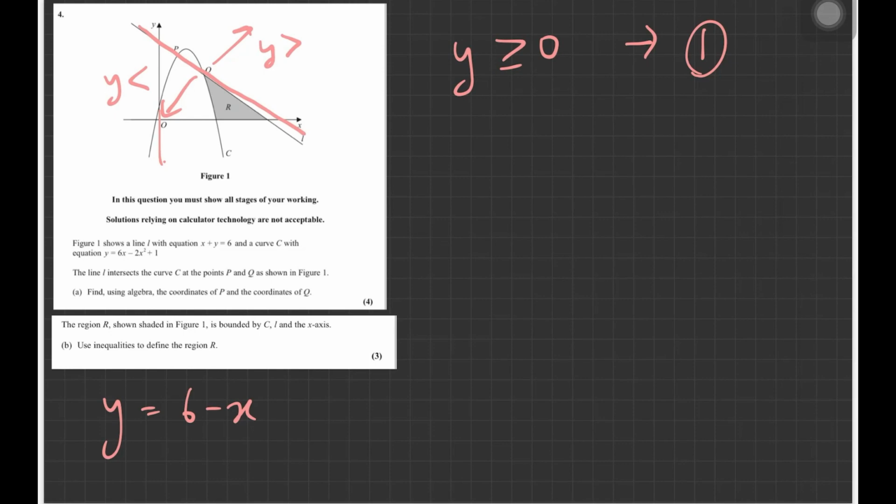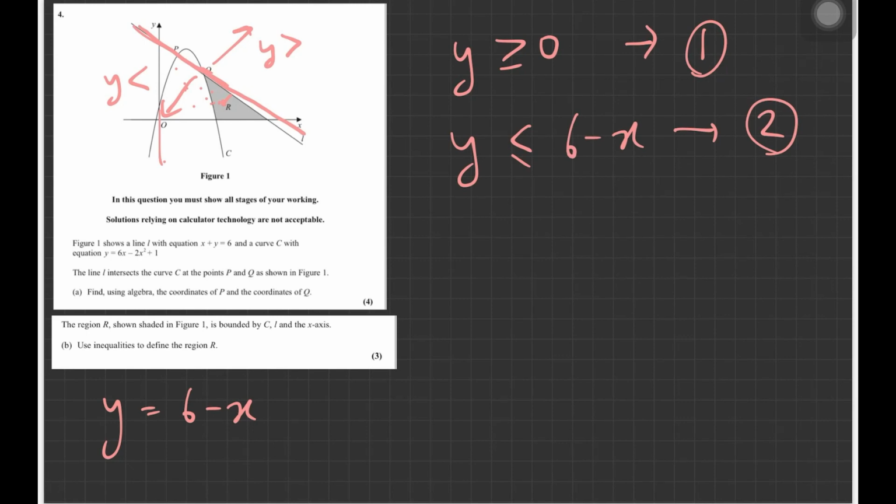So now we know that the R region is down, right? So y has to be less than this line, because this equation is defining the exact line. If we go below this line, we know that the y of these points here will definitely be smaller than the y of this line here. So we can say that this inequality is going to be y is less than or equal to 6 minus x. Okay, so this is our inequality number 2.